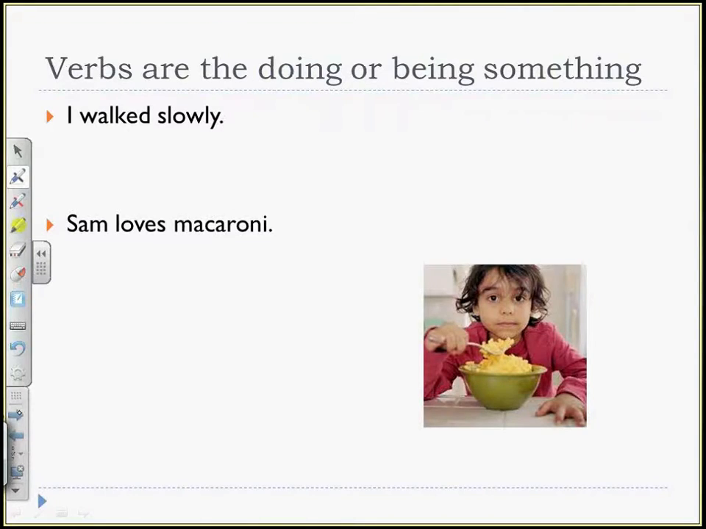So in this sentence, I walked slowly, the verb is walked. That's the action. And the subject is I, because that's the person who's doing the thing. Sam loves macaroni. The verb is loves. That's the action that's being done in the sentence. And Sam, that's the subject.